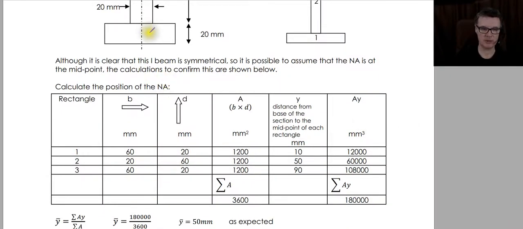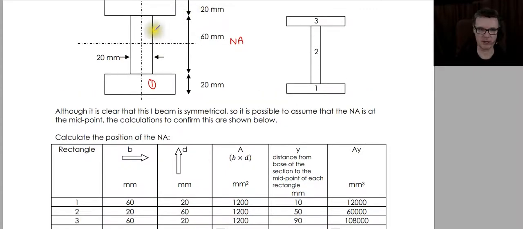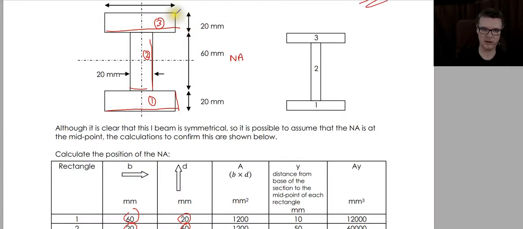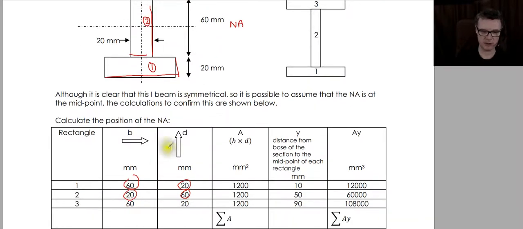So label this up as my first block. This is my second one, and this is my third. You can see we've got 60, 20, 20, 60, 60, move it up a little bit, and then 20. So that's filled in all the dimensions.